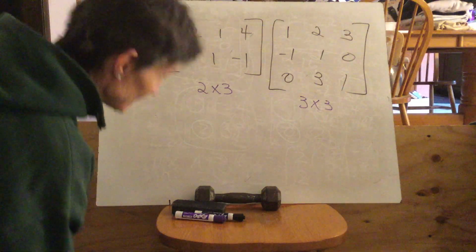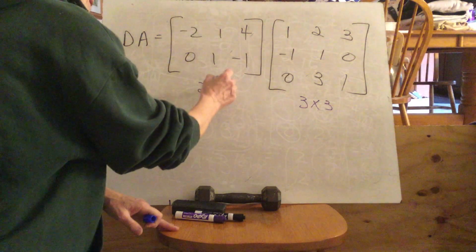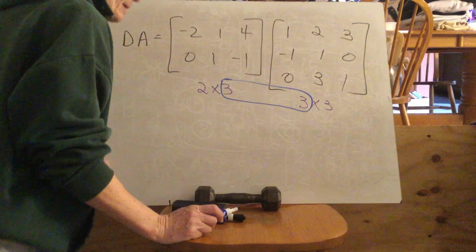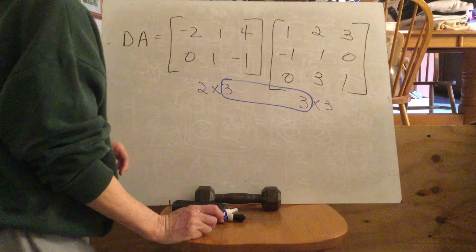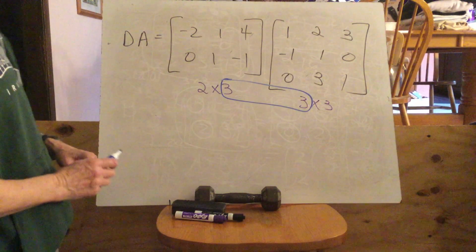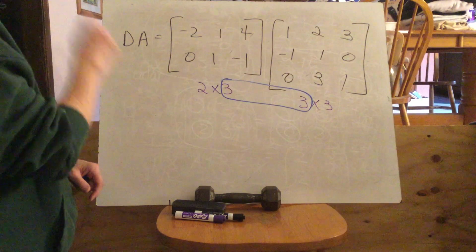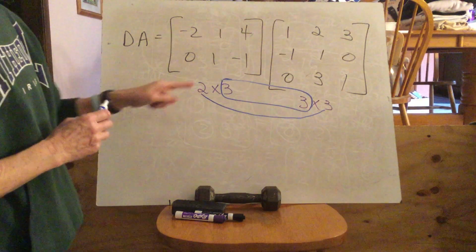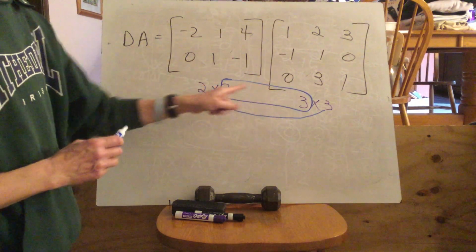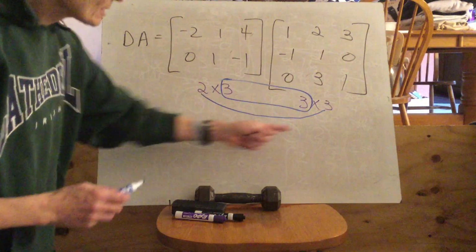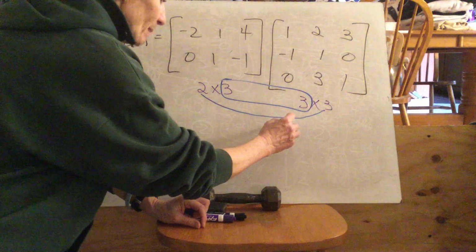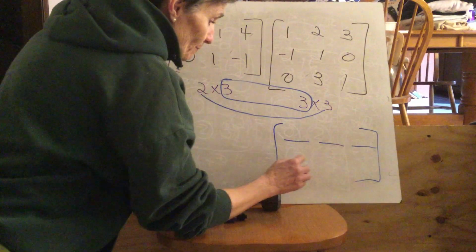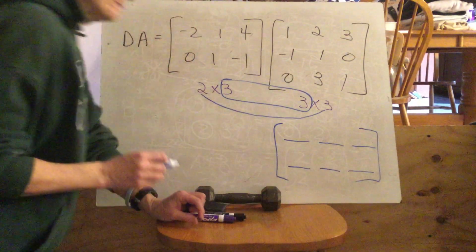Now, can we multiply these? Is this a doable problem? Yes, it is. Yay, we can multiply. You might be thinking, oh, I don't want to do this. Well, we can, so we're going to. And when we multiply, our answer will be a 2 by 3. Remember that in order to multiply, these two numbers have to match. And then the outside numbers tell me how big my answer is. So my answer is going to have 2 rows and 3 columns.